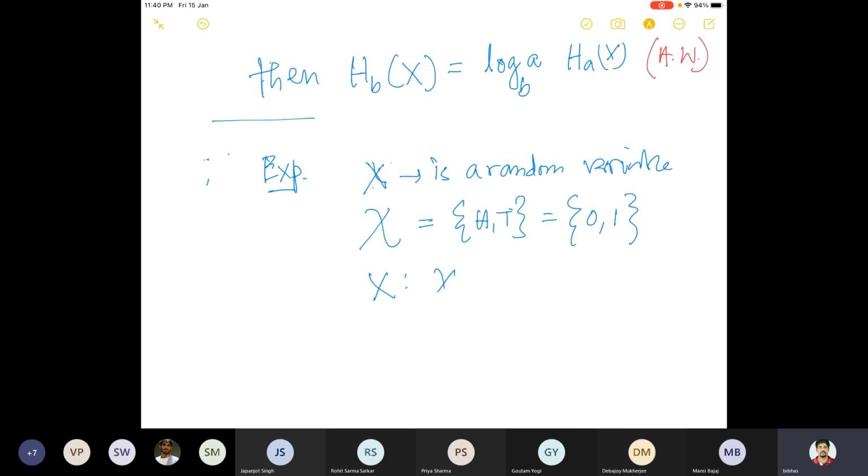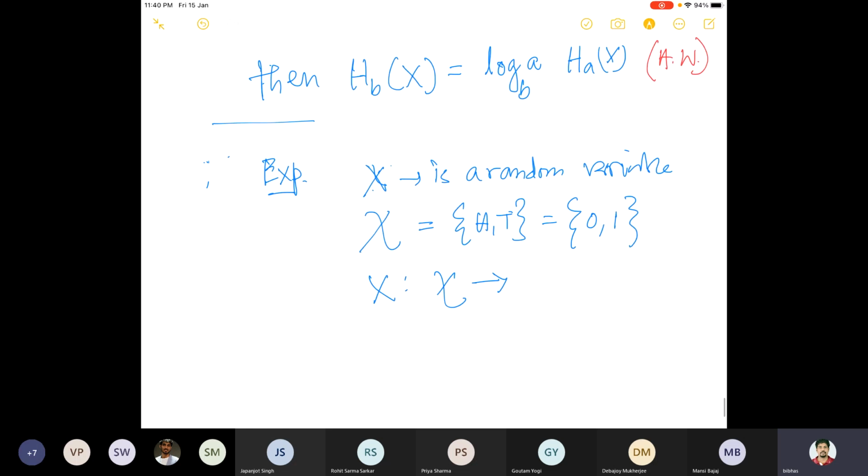A random variable is like a function from the sample space to R, associating, let's say, head to some number and tail to some number. So head I said here 0, tail is 1, but you can also consider head to be some number A, like 3, and tail to be equal to 5.